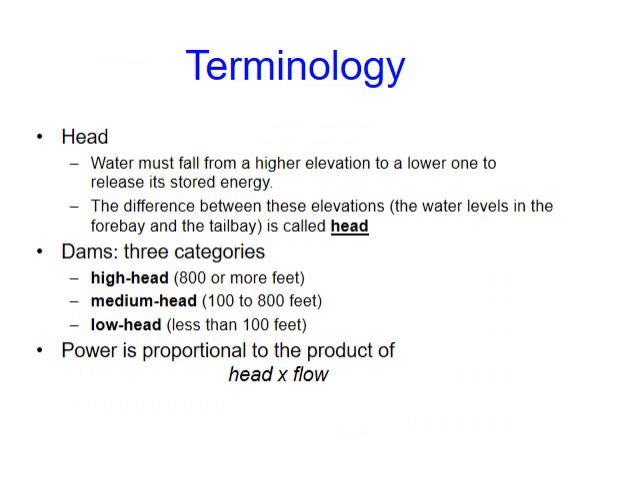Now, some terminology needs to be mentioned here, and then I will go for some examples to do calculation. Head of water is the height between the low level of water and the top level of the water. It means the water falling from here to here. This is H. It's called head, and this head specifies the type of dam. It could be greater than 800 feet, this is called high head. Between 100 and 800, it will be medium head. Lower than 100, it will be low head. And the power generated is proportional to the head and the flow of water.